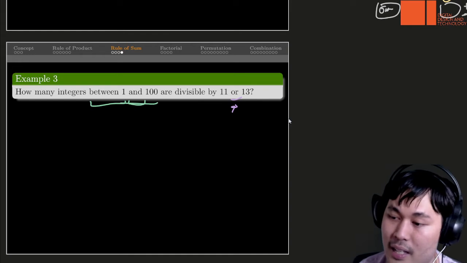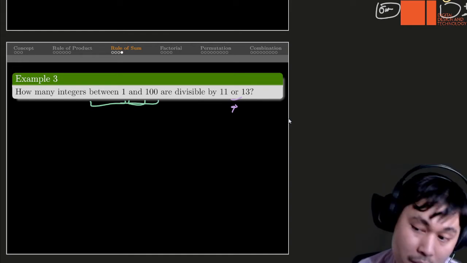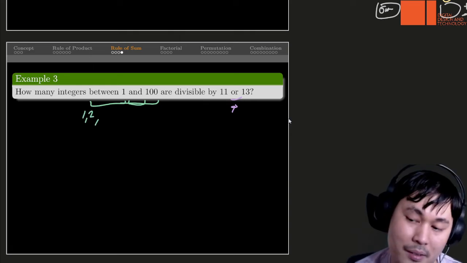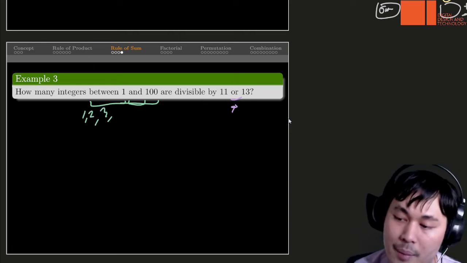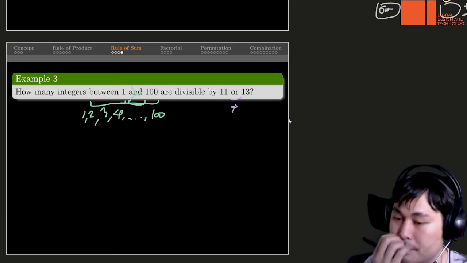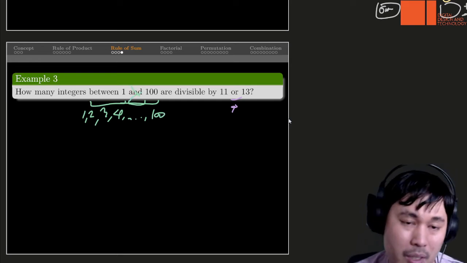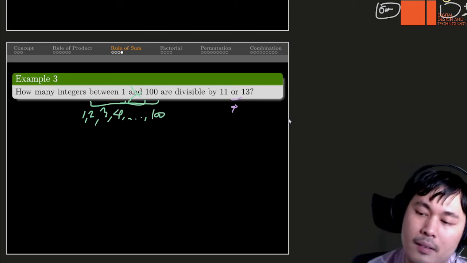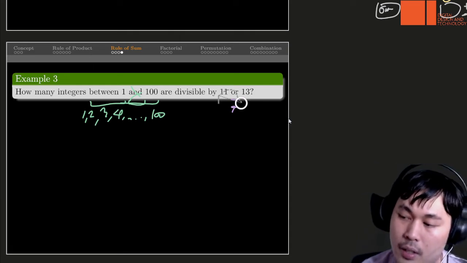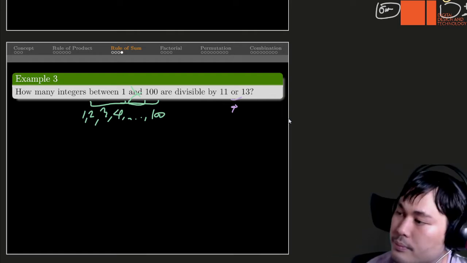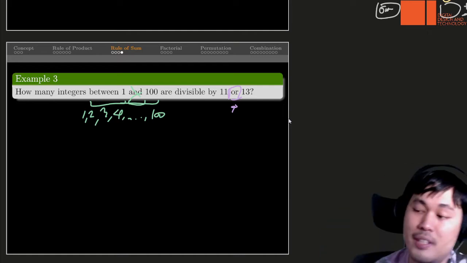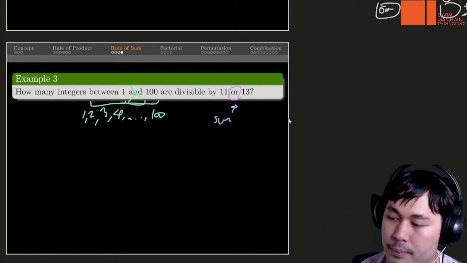So this is giving you the range of all possible numbers. It doesn't tell you that you have to choose all the numbers. It just gives you a range. And so this n is not related to the numbers we want to count. We want to count the numbers that are divisible by 11 or 13. So that's how you see that you use the rule of sum.